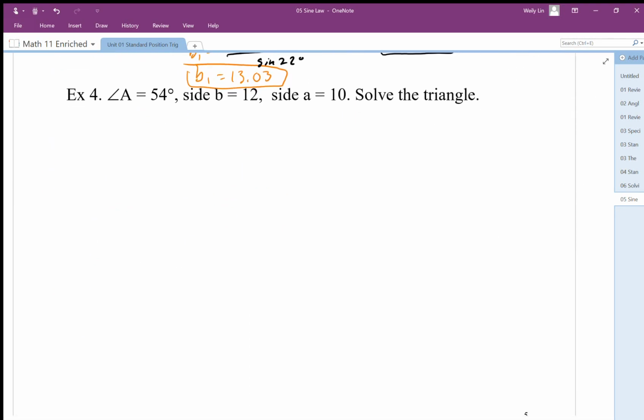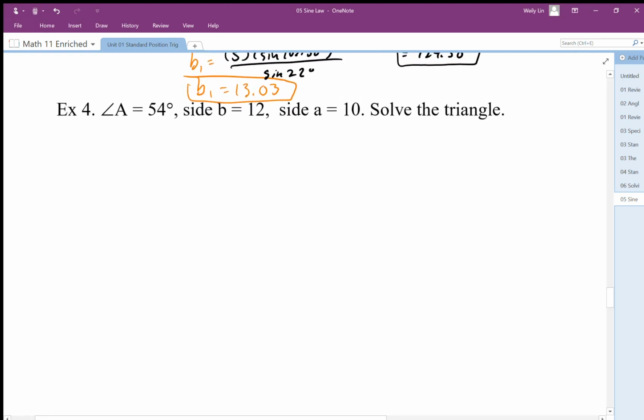So in this case here, we've been given the angle side. If I were to draw this, I have angle A is 54 degrees. So I'm going to draw about 54 degrees here. Let's say that's angle A. Side B is going to be the adjacent side, so we'll call that 12. Side A is going to be 10. So I can draw side A, which is opposite to angle A, and that's a length of 10. So that's one way I can draw this triangle.